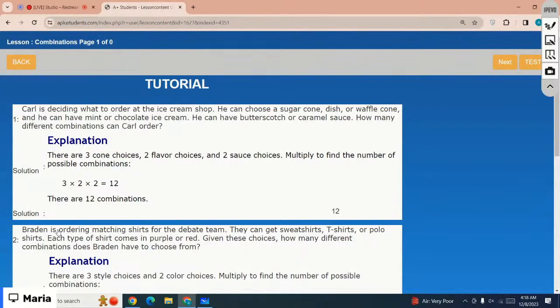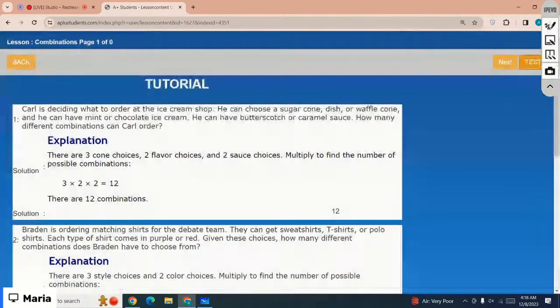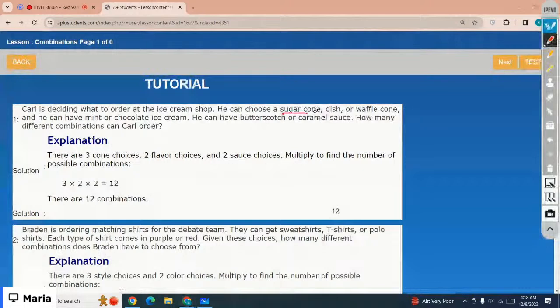The first one is he can choose sugar cone, dish, or waffle cone. Three options here he has, right? Here he has three options: sugar cone, dish, or waffle cone. Then he can have mint or chocolate ice cream. Two choices here for the flavor. And he can put butterscotch or caramel sauce. Two options for sauce, right?